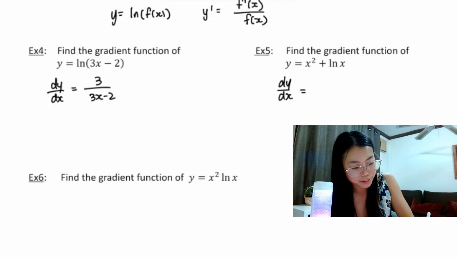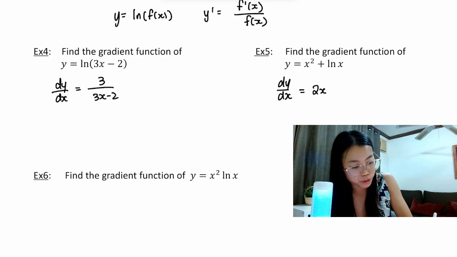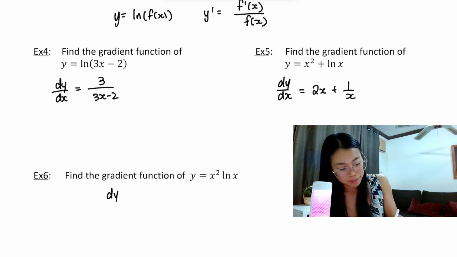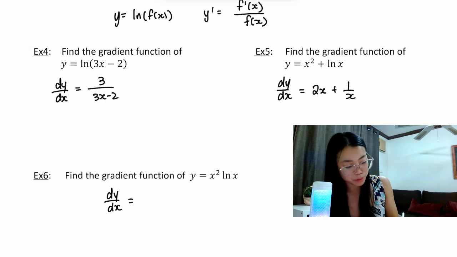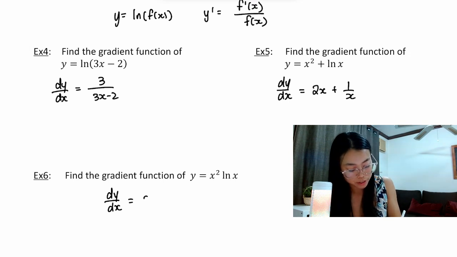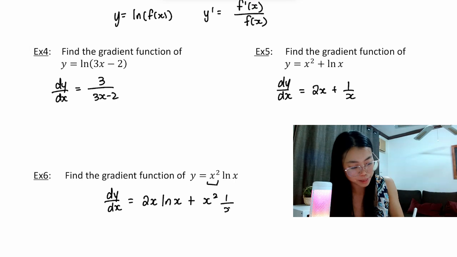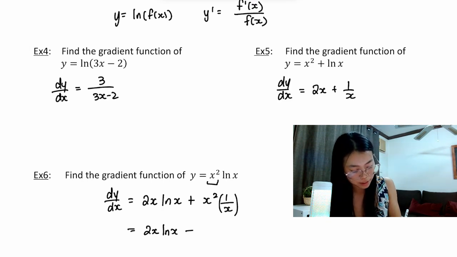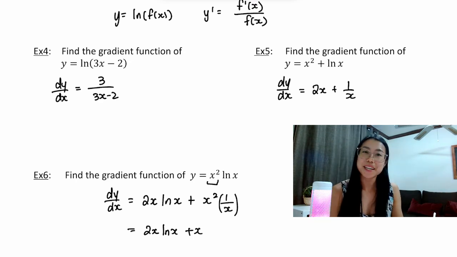So for example 5, dy dx is going to be equal to 2x plus 1 over x. For example 6, dy dx is equal to, so we are going to have to apply the product rule here. So let's first take the derivative of this left function, multiply by the right function, and then we want to add that with left function times the derivative of the right function. We can simplify this a little bit to get 2 ln x plus x. And we're done.